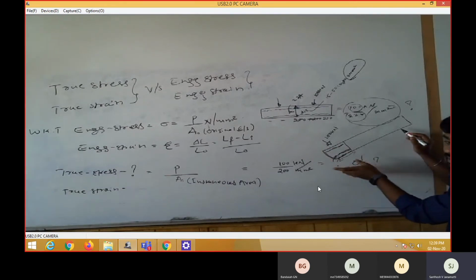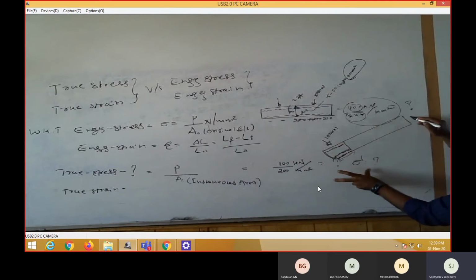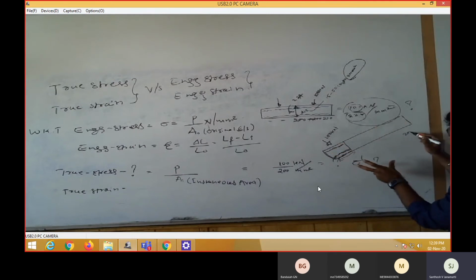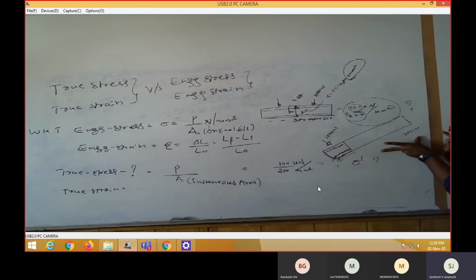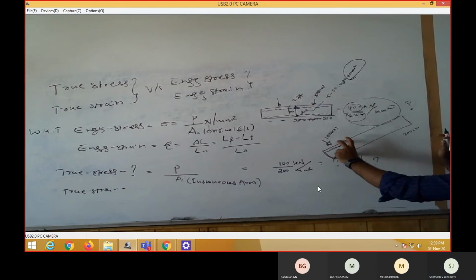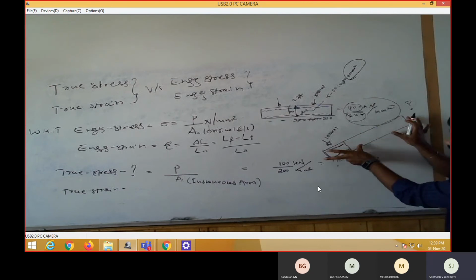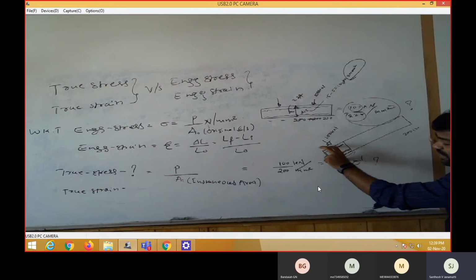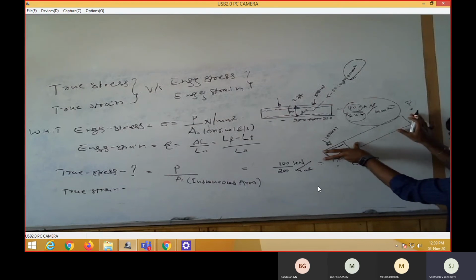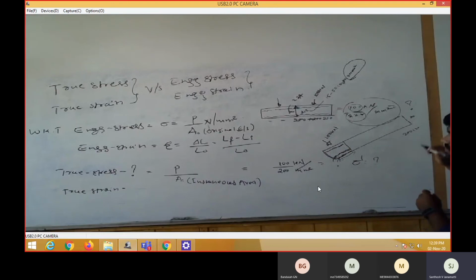Now in engineering stress, we take the overall diameter and overall length. Initially 200, now it is plus 20, 220. We consider the overall change in length, and we take all of this overall. We are applying the load only here, but we are considering the overall reduction in the cross-sectional area. That is the initial cross-sectional area.